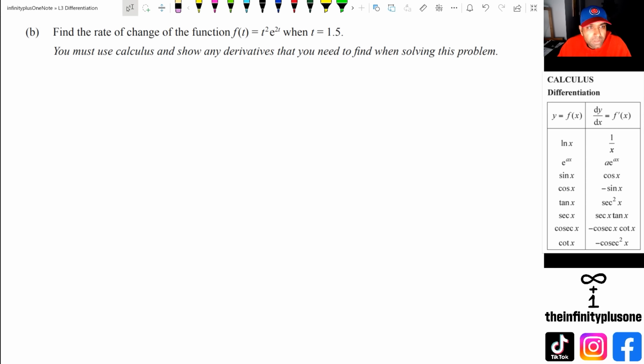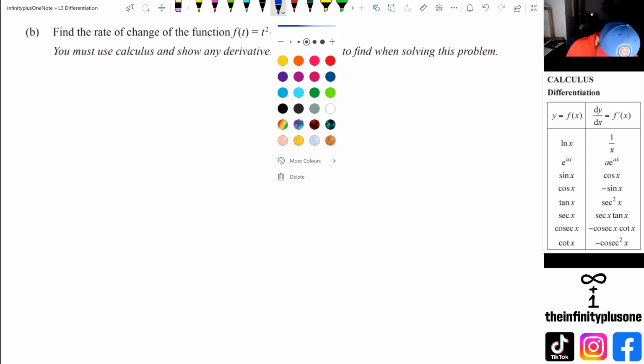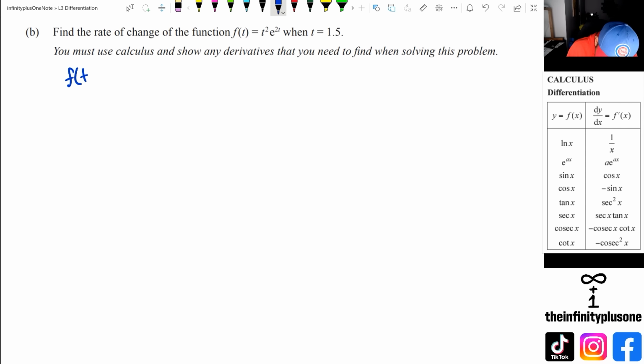So with question 1b, what we've got is find the rate of change. So we've got to differentiate f of t, and then we've got to substitute 1.5 to figure out what the rate of change is. I'm going to write down f of t first. So f of t is equal to t squared e to the power of 2t.